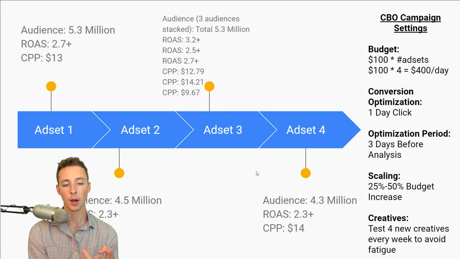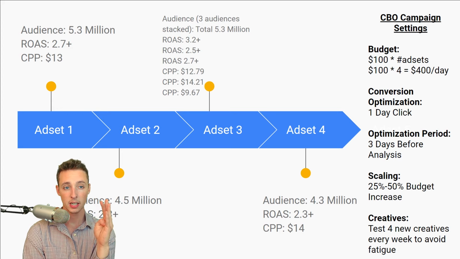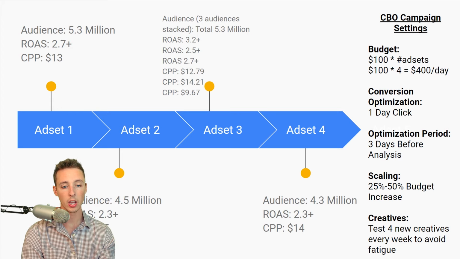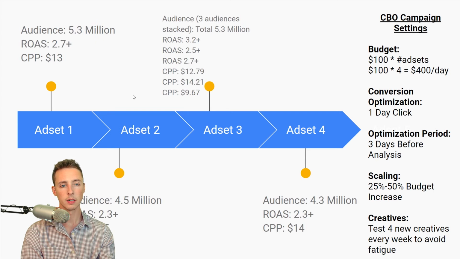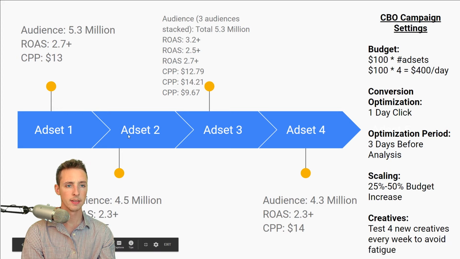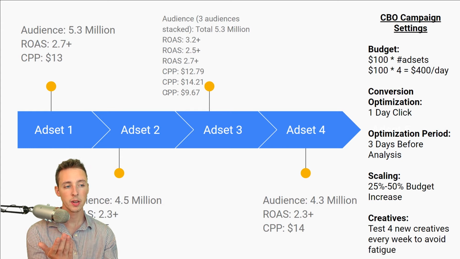I want you to take notice of a couple things here. The similarities between these ad sets are pretty noticeable. They all have a relatively similar cost per purchase within $4 to $5 max: 13, 15, 14, and then this will average out to be about 12. So they're all within $4 of each other. That's one thing I think is very important. I've seen better optimization when the cost per purchases are also very similar.